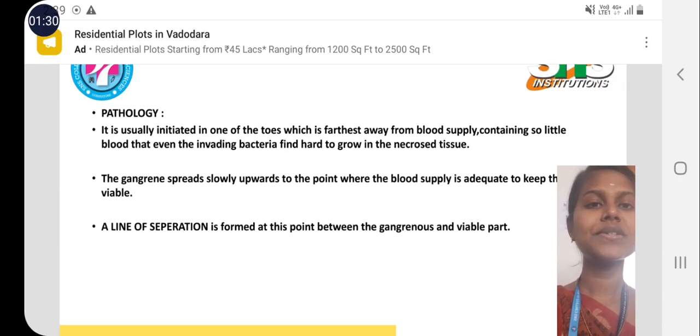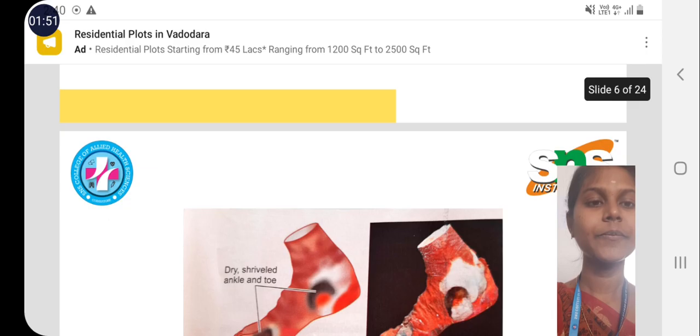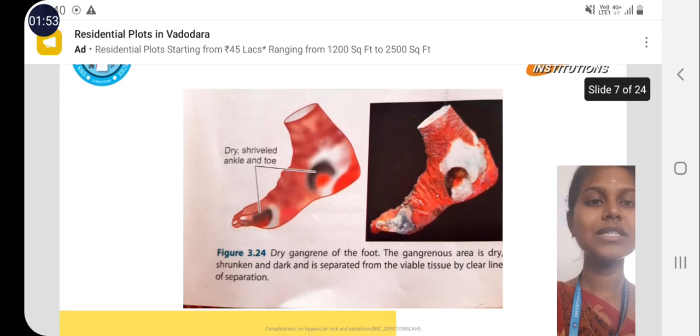It is usually initiated in one of the toes, which is farthest away from the blood supply, containing so little blood that even the invading bacteria find it hard to grow in the necrosed tissue. The gangrene spreads slowly upwards to the point where the blood supply is adequate to keep the tissue viable. A line of separation is formed at this point between the gangrenous and viable part. So this picture shows the dry gangrene of the foot where the line of separation is clear.